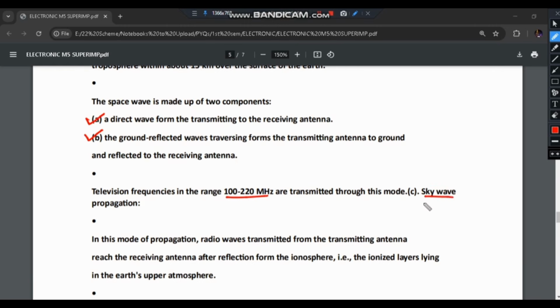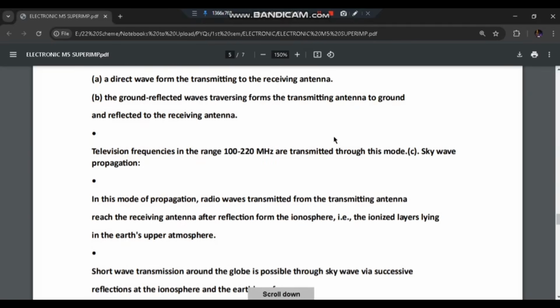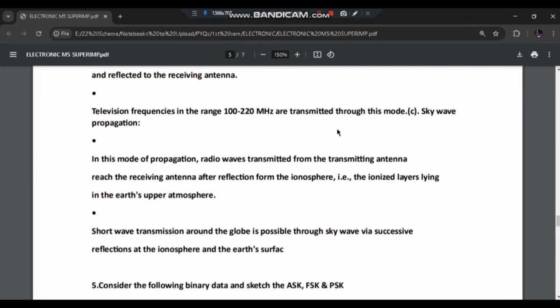The third one is the sky wave. In the sky wave, the radio waves are transmitted from the transmitting antenna to the receiving antenna after reflection from the ionosphere, which is the ionized layers lying in the earth's upper atmosphere. Short wave transmission around the globe is possible through the sky wave via successive reflections at the ionosphere and the earth's surface. So three types are there: ground, space, and sky. Based on the range and how much data is to be transferred, we use different types.